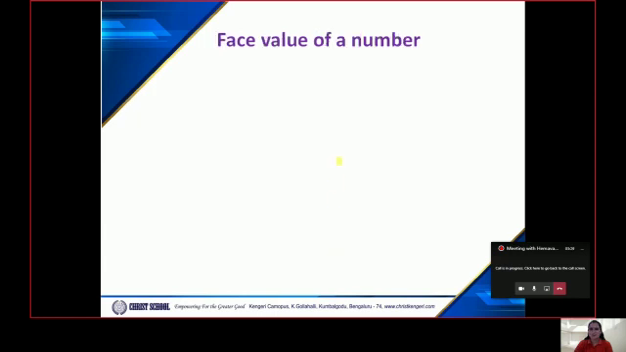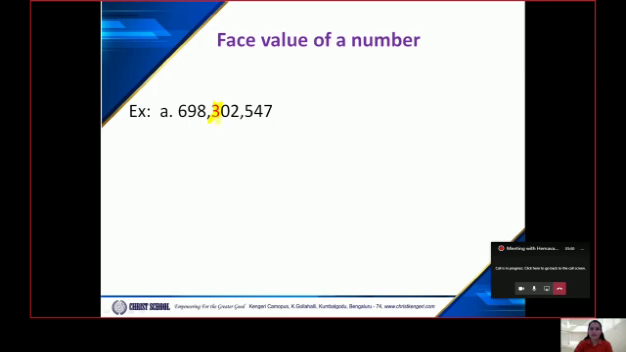Let's see, children, what is face value of a number? Face means you know, right? Your face, you know, and likewise the same thing is for numbers. Face value of a number is nothing but the number itself. So wherever it is appearing, it doesn't really matter. If they are asking you the face value, it is the number itself.